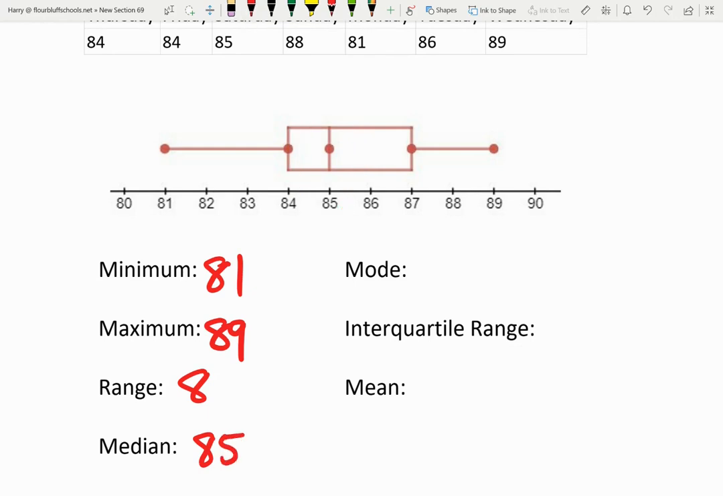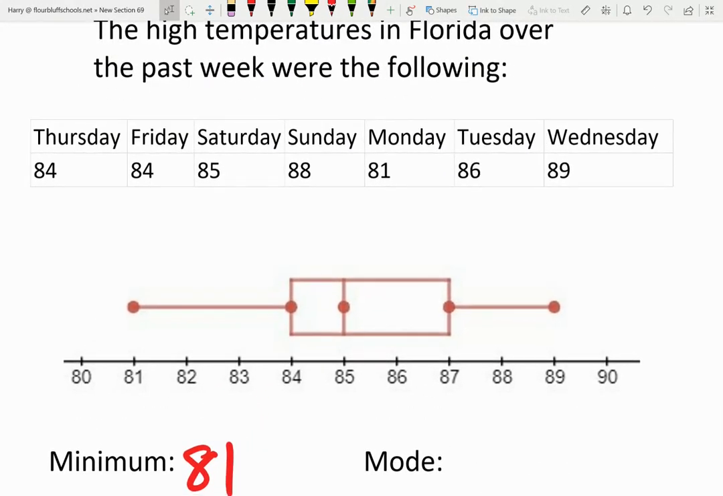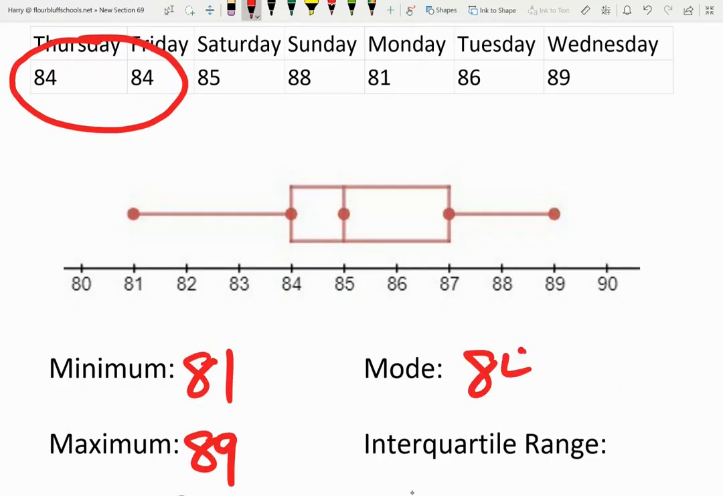The mode is the number that occurs most often, and you can't find the mode from a box plot. You have to look at the table of data. The number that occurs most often is 84. So the mode is 84.